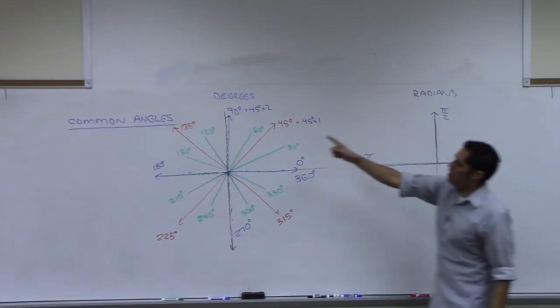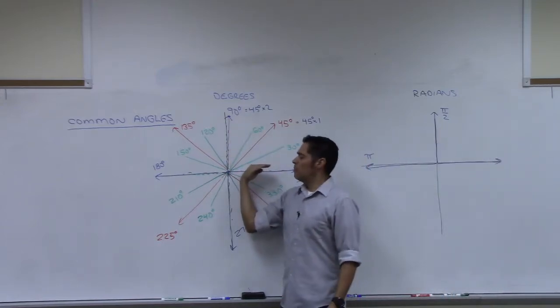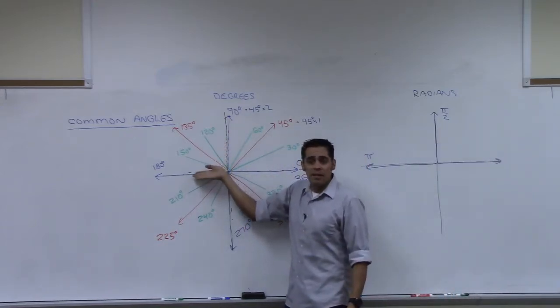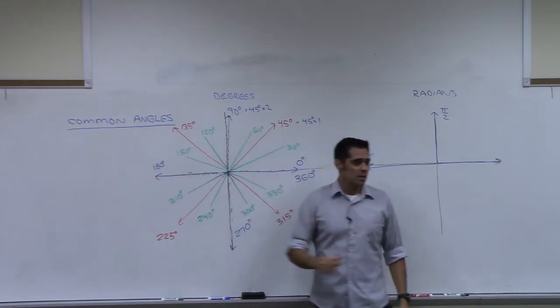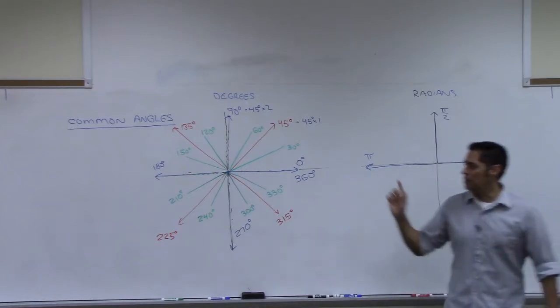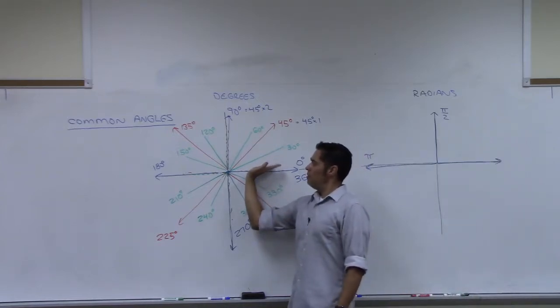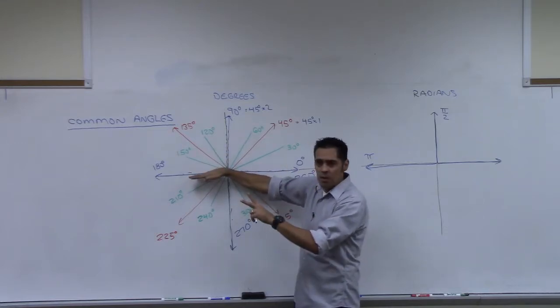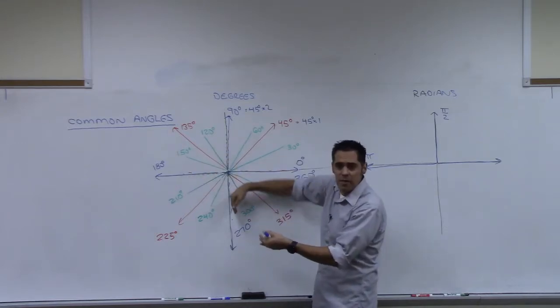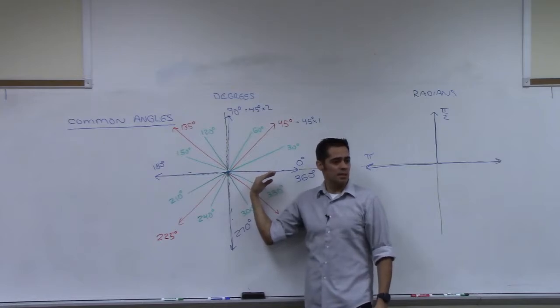So pi over 2 is kind of like the 90 was, right? We did 1 90, 2 90s, 3 90s, 4 90s, right, to get around the blue ones? Please try and think of it that way. Let me say that again. 0, 90, that's 1 90. 2 times 90 is 180. 3 times 90 is 270. 4 times 90 is 360.